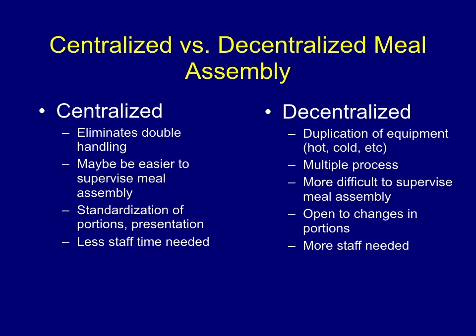Maybe more difficult to supervise meal assembly here. May have less control over portion size. There's always the concern about correct meals going to the correct person, and you may need more staff. So staff in the kitchen to prepare and put the food together there, and then a whole other set of staff to portion out and serve out the meal on the floor in the unit.